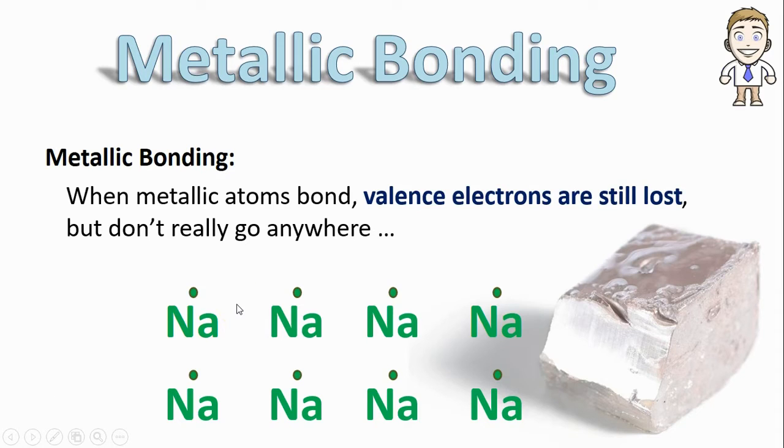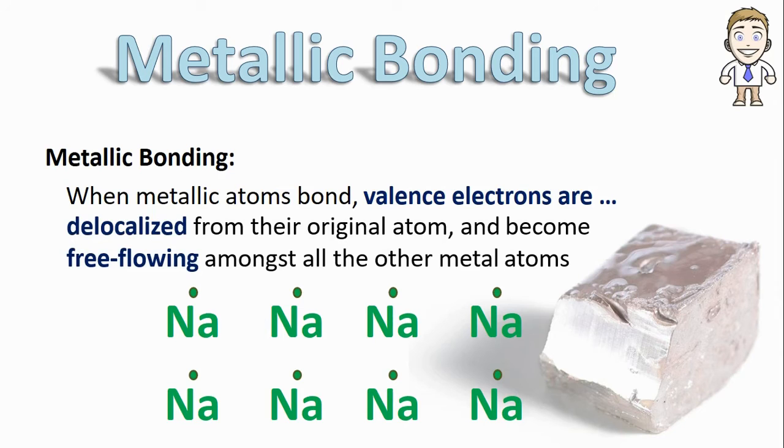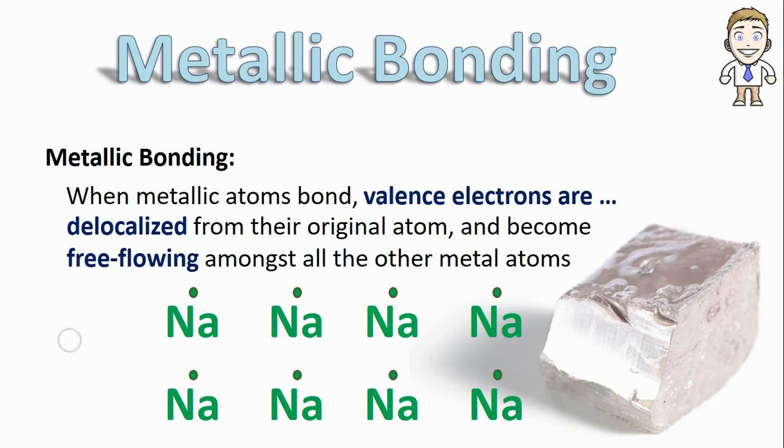The difference is there's no non-metal to give those electrons a place to go, so here the valence electrons don't really go anywhere. Instead, those valence electrons are said to be delocalized from their original atom, and we'll show you what this looks like in a second, and they just become free-flowing, which means they can move around amongst all the other metal atoms in the sample.